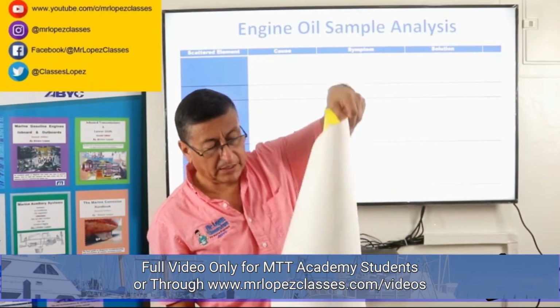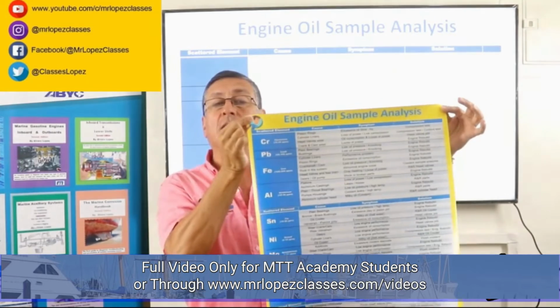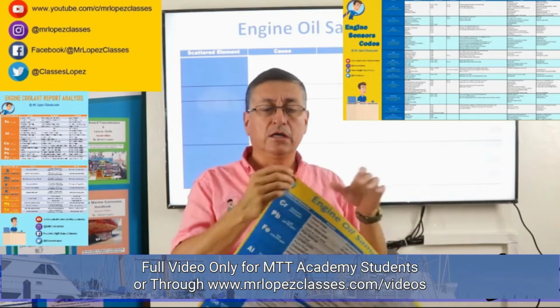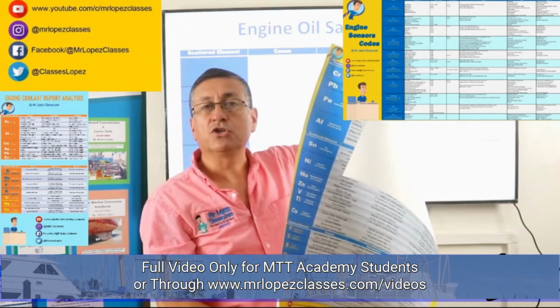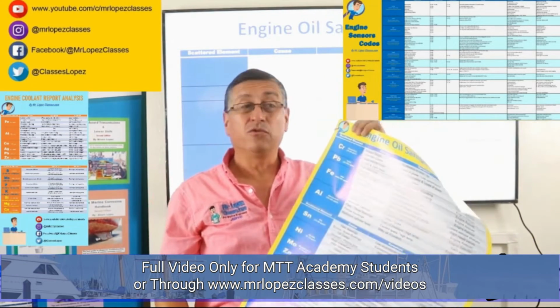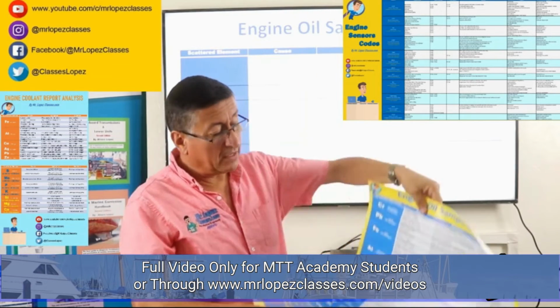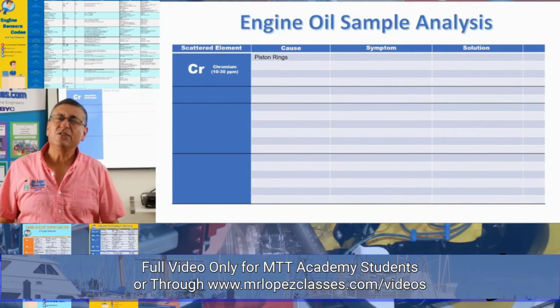This table is available on my webpage. This is the table. You find another table similar to this one for coolant, and another table similar to this one for the codes. This table is adhesive. You remove the paper and you can post it in your minivan, in your shop. This table is wonderful because you have all the metals, the cause, the symptom, the solution, metal by metal, organized in a wonderful table. This is a good tool for a mechanic in your shop, in your office, in your minivan.